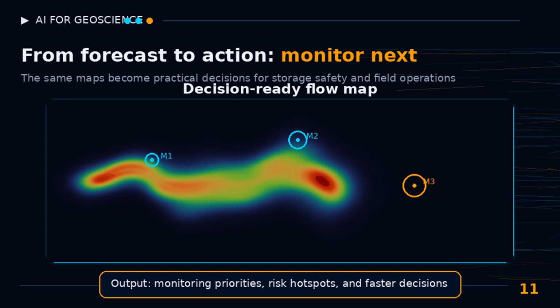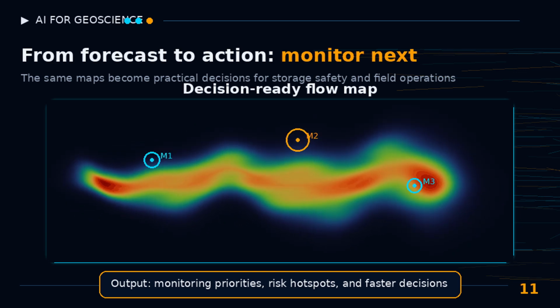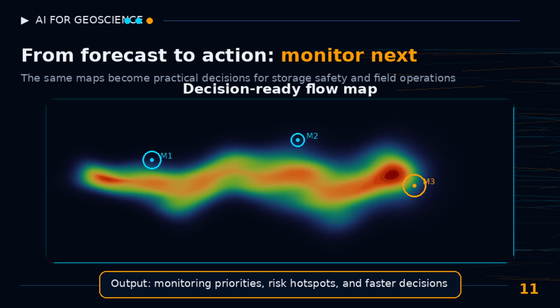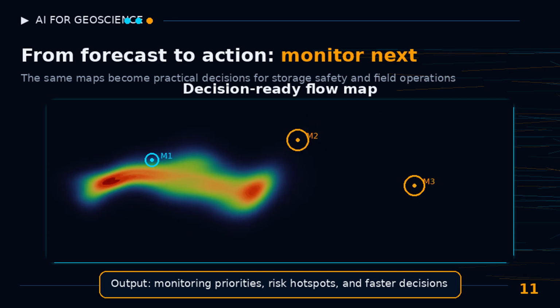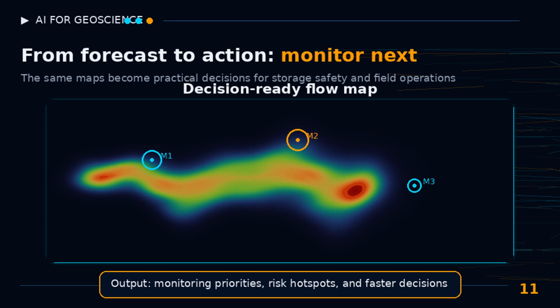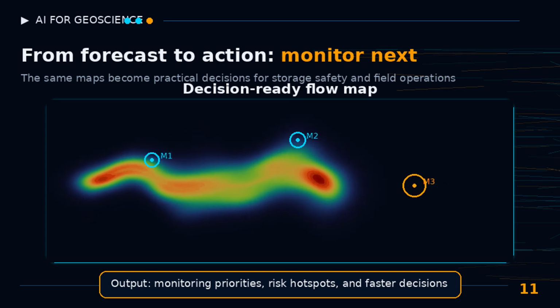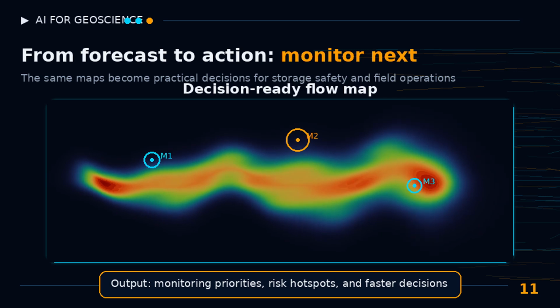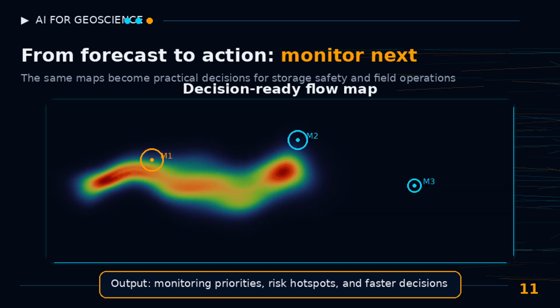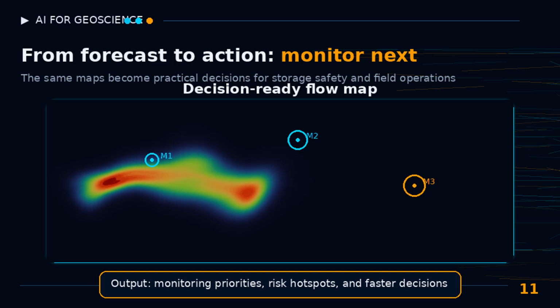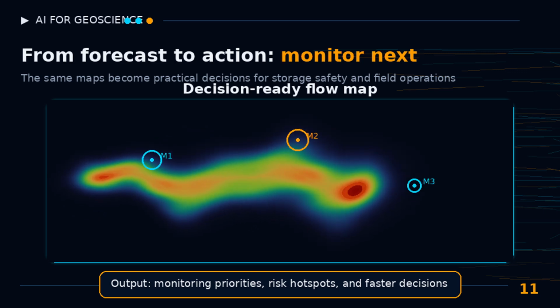In this slide, the map shows possible monitoring locations around the predicted plume and uncertainty regions. This is the bridge between artificial intelligence and real engineering. The AI model should not stop at prediction. It should help us answer practical questions. Where should we monitor next? Where's the risk highest? Which area needs more simulation? Which operation strategy is safer?